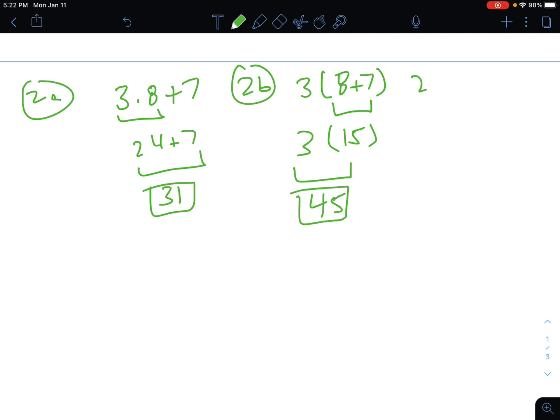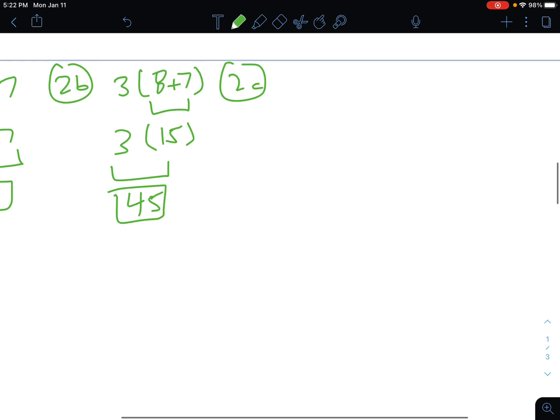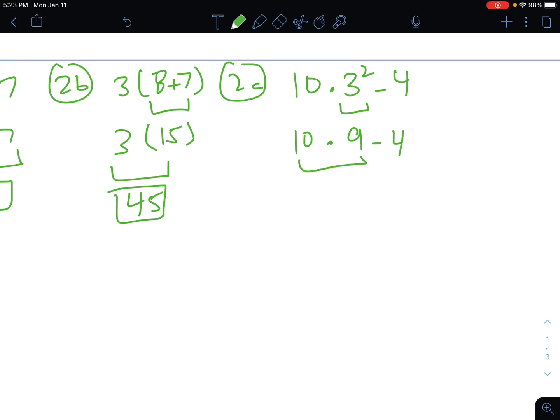Let's do 2C. 2C is 10 times 3 squared minus 4. No parentheses, but we do have exponents. 3 squared is 9. It's not 6. Bring down the 10 times, the minus, the 4. The multiplication goes next. That's 90 minus 4, and 90 minus 4 is 86.